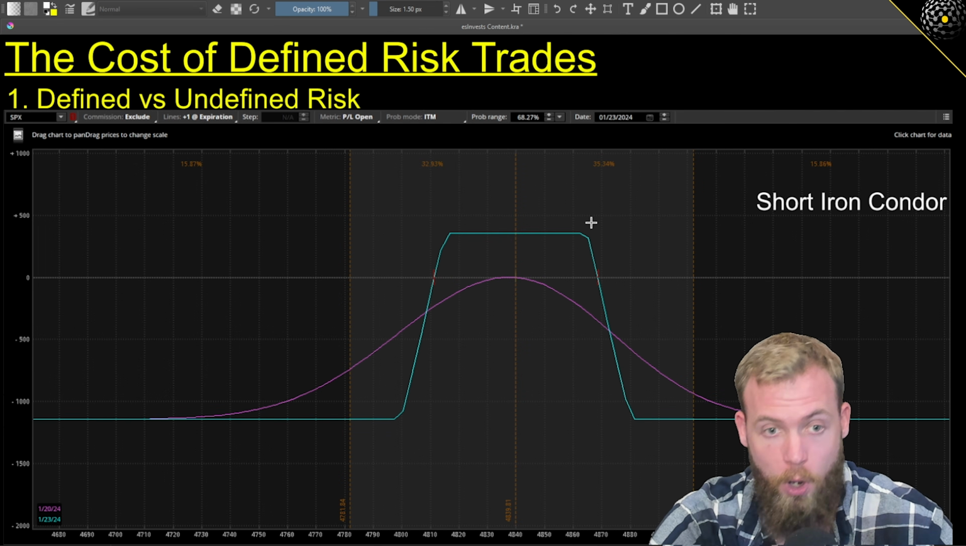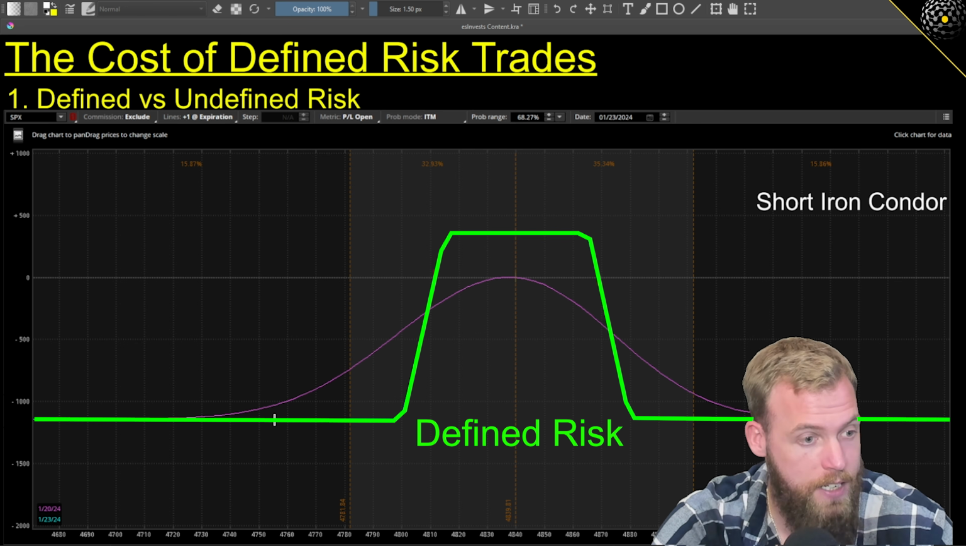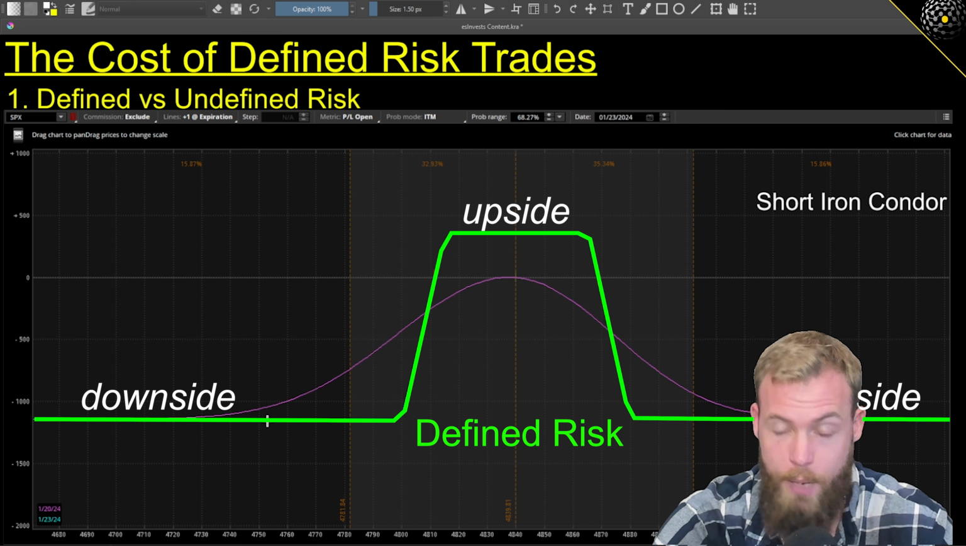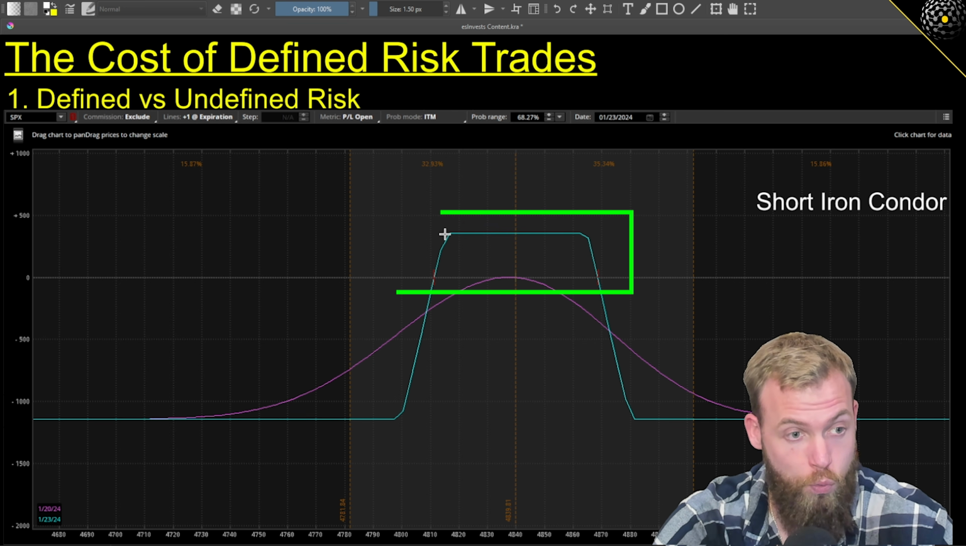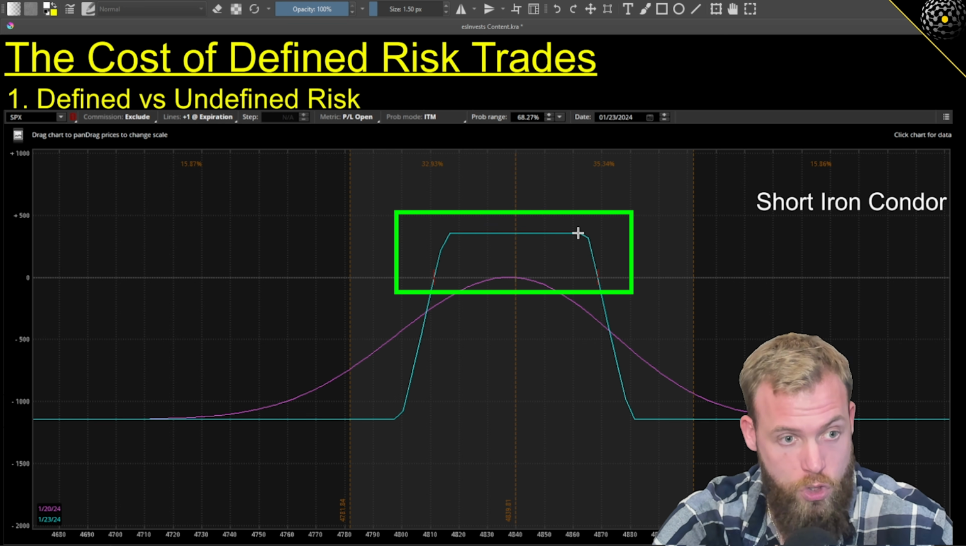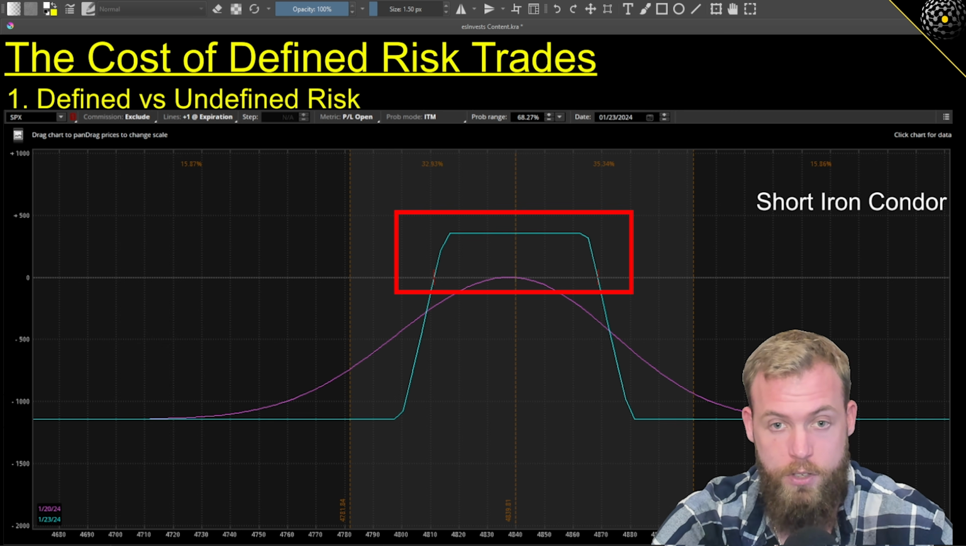Now, the beautiful part about a short iron condor is that, notice this, there's defined risk both to the upside and the downside. This means that even if there's a massive move, you are cushioned. Yet, you still have this really nice big profit zone. That looks pretty good to me. But as with all things in trading, there are trade-offs, which we'll get to in just a second.